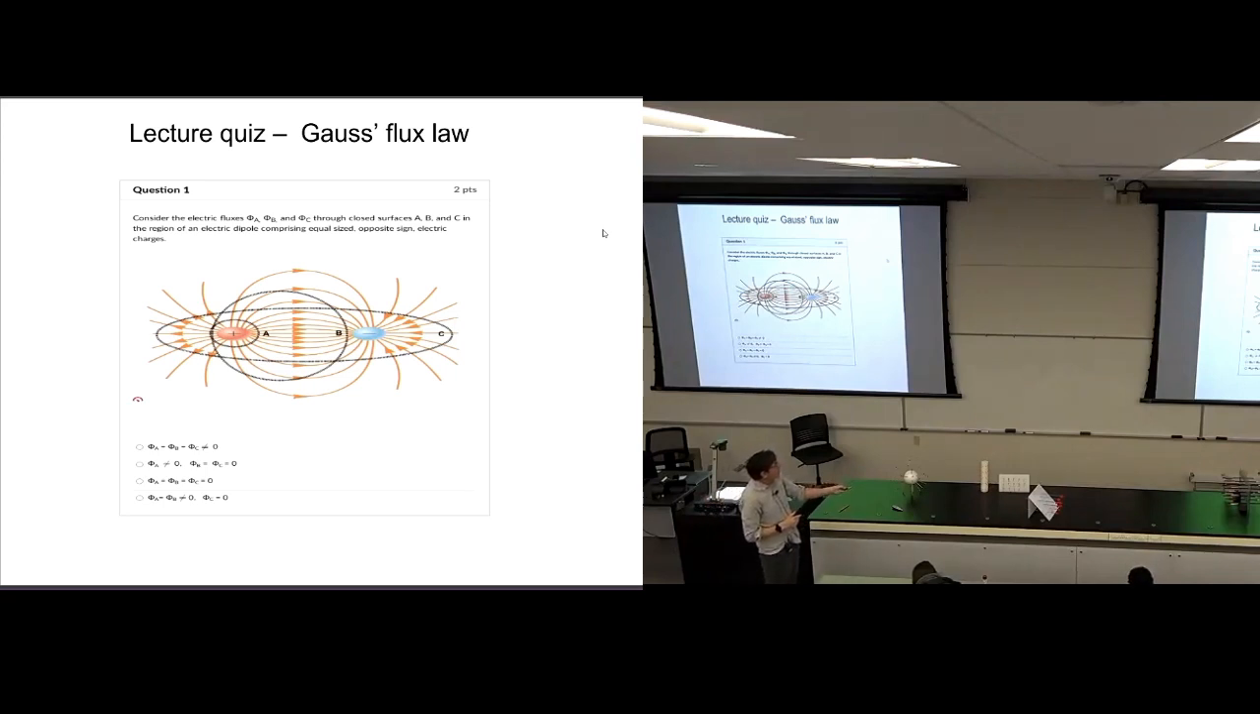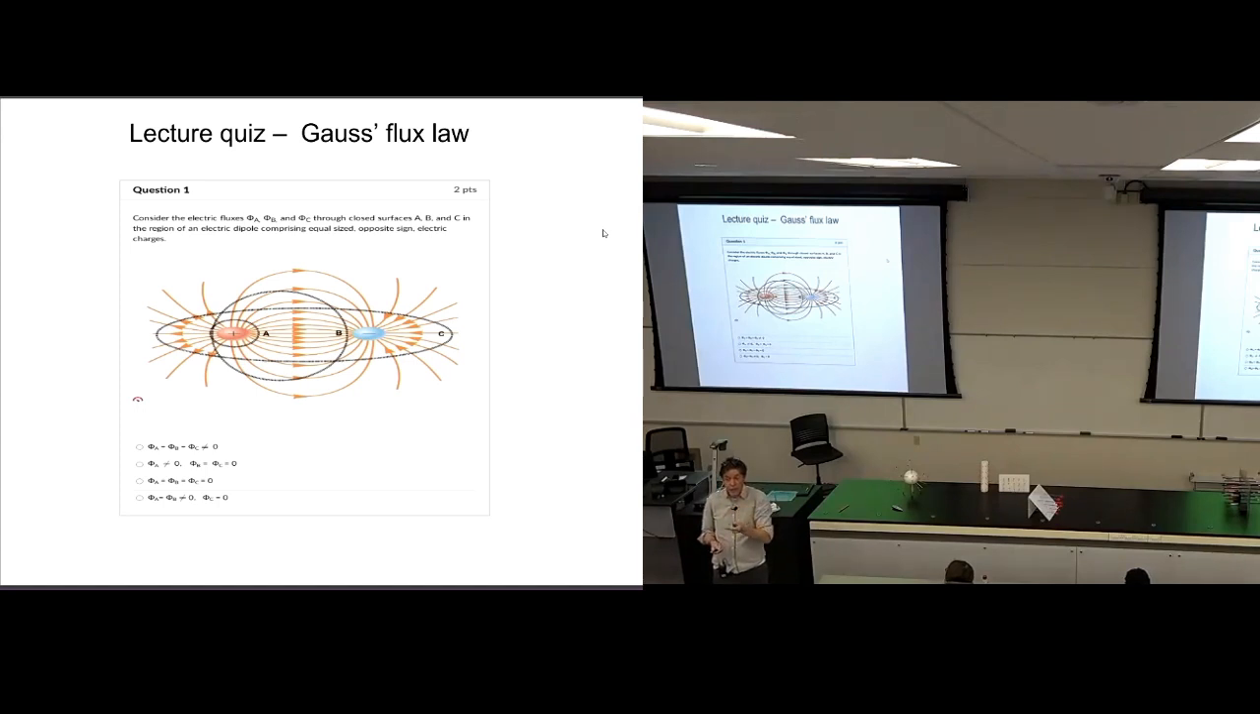Surface C, on the other hand, is this kind of ellipse, or oval, that contains the positive charge and the negative charge. So what happens then? Flux is determined by the total charge. We have a plus Q and a minus Q. The total Q inside surface C is actually 0. It's 1 unit of charge minus 1 unit of that charge. That adds up to 0. So there's actually no net flux through that surface.